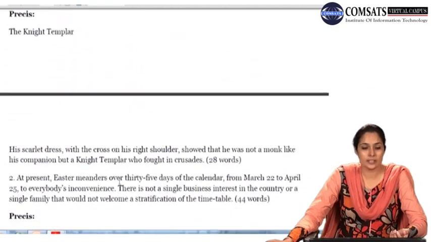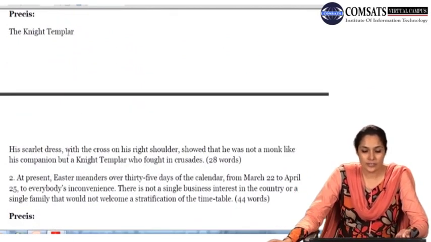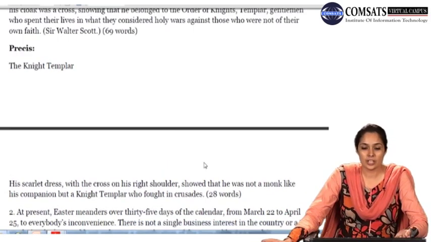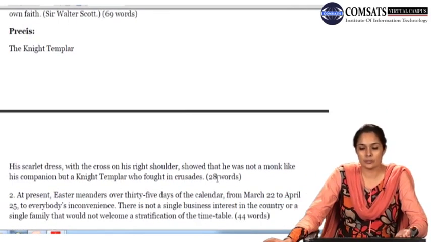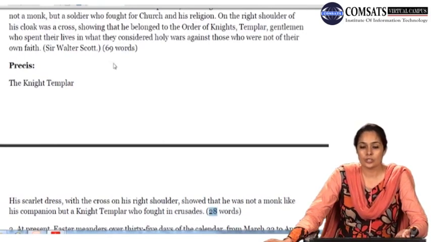इसको टाइटल उन्हें दिया है द नाइट टेम्पलर. His scarlet dress with the cross on his right shoulder showed that he was not a monk like his companion but a knight templar who fought in crusades. आपका जो 69 वर्ड्स थे उसे हमने 28 वर्ड्स में चेंज कर दिया. ऑल्सो इसको 3 से डिवाइड करने से हमारे पास आते हैं.